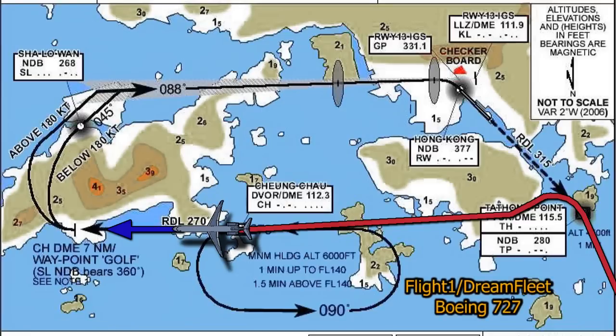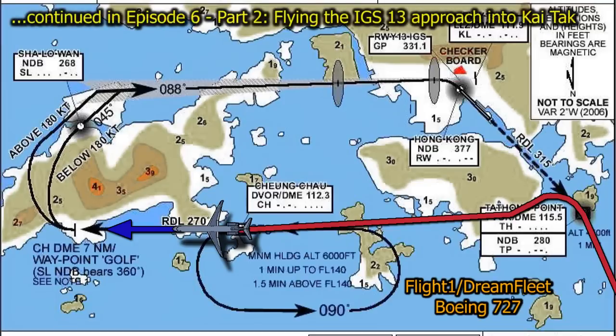The plane we're going to use today will be a classic airplane for a classic airport. We'll fly a Flight 1 Dream Fleet Boeing 727, so let's get ourselves into the plane and fly the approach.